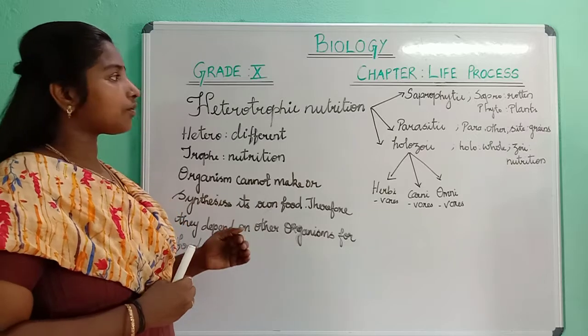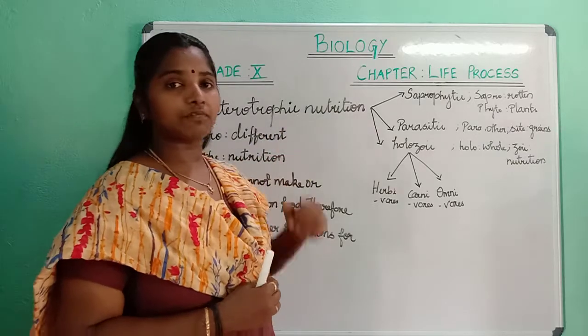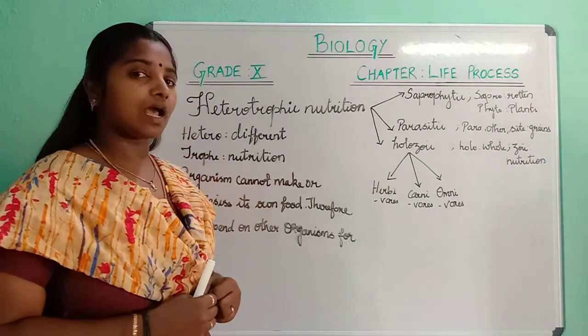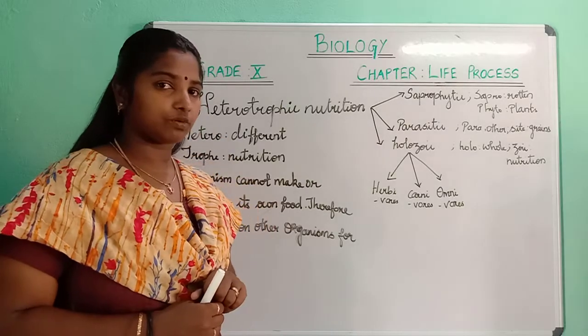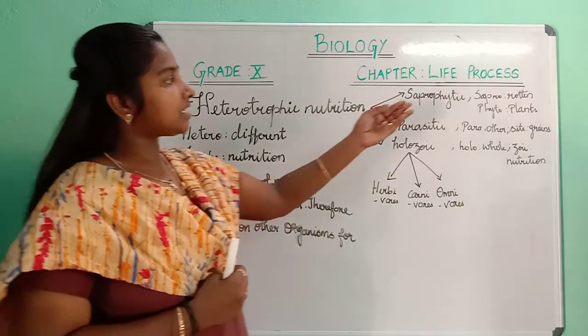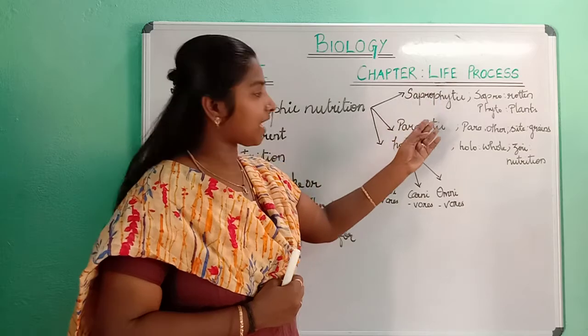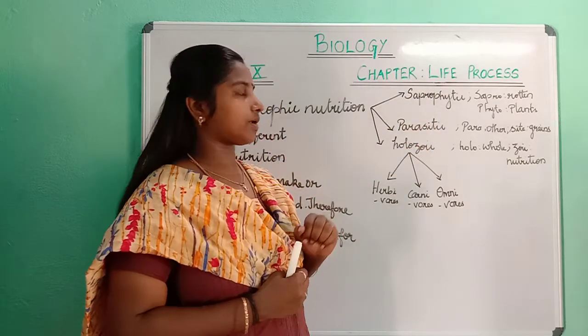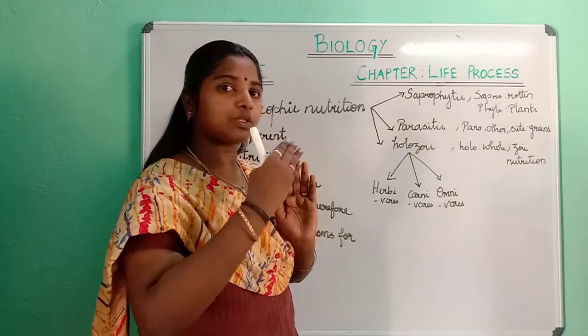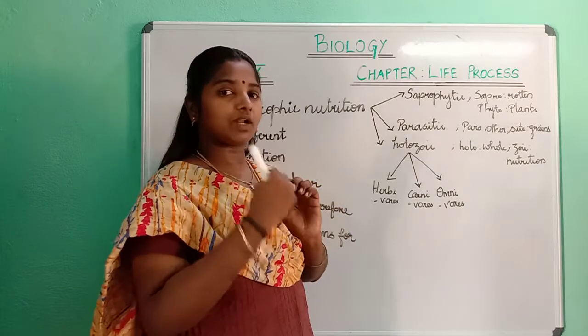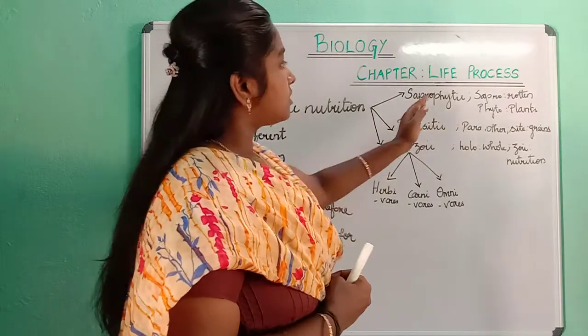Now we will see about different types of heterotrophic nutrition. There are mainly three types of heterotrophic nutrition. What are they? Saprophytic, parasitic and holozoic. Again we'll separate the word and see the meaning, then we'll go for the definition.